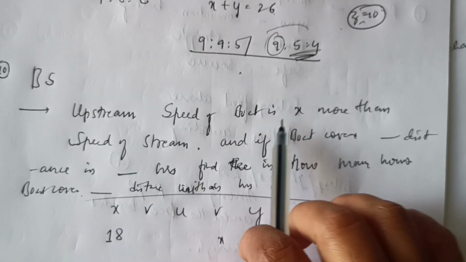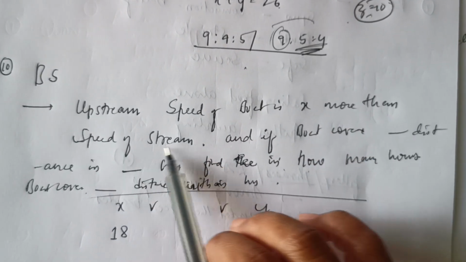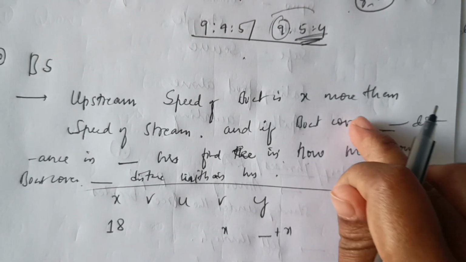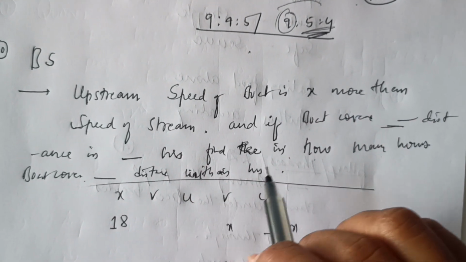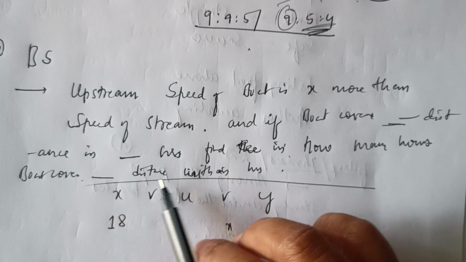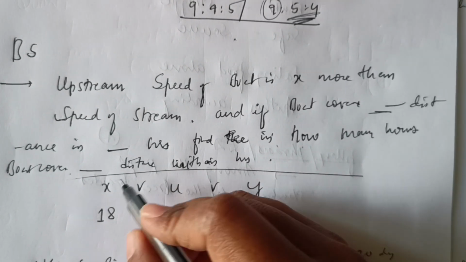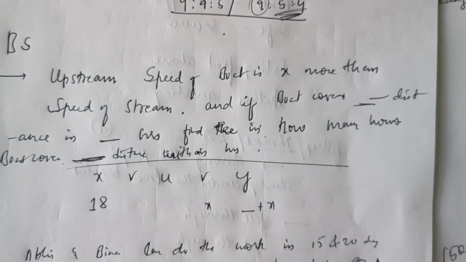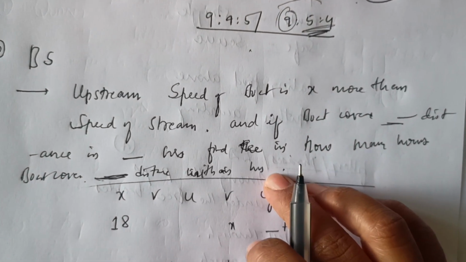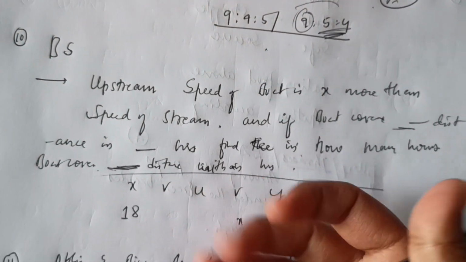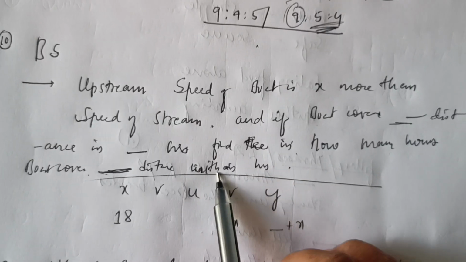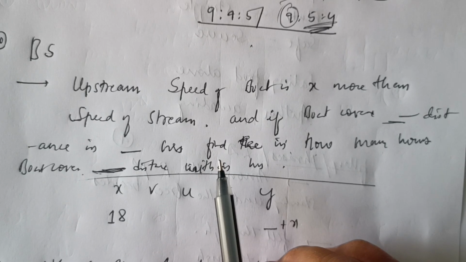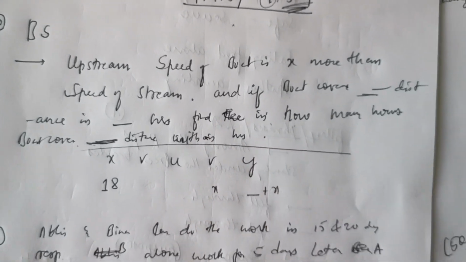So upstream speed of the boat is x more than the speed of the stream, and if the boat covers, again I don't remember the data, some distance in dash hours, so find in how many hours the boat covers. Yeah, they had given some distance in the downstream. So here also the data is inadequate, I mean, for me. So I tried this but I was not able to solve this. So if you know the correct question, do let me know in the comment section.